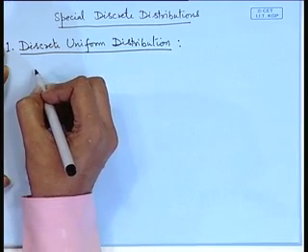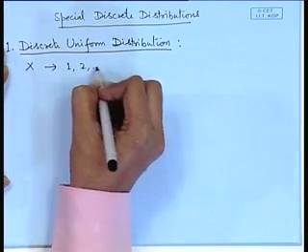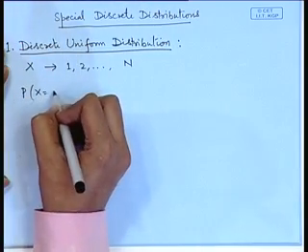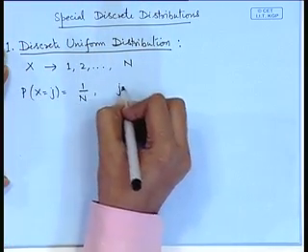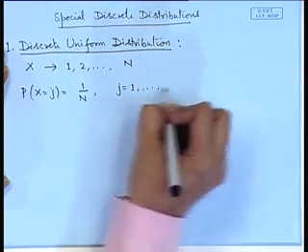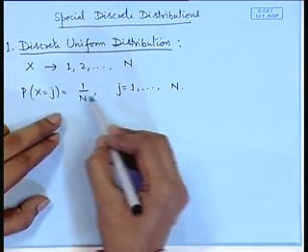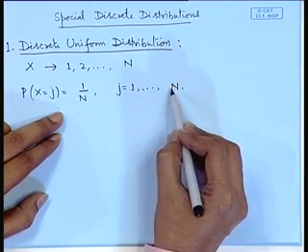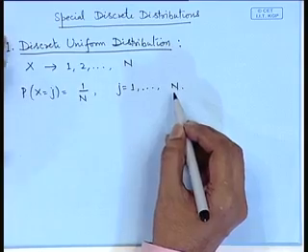A random variable X takes values, say, 1 to n, and the probability that X is equal to j is equal to 1 by n for j equal to 1 to n. That means this probability distribution gives equal weight 1 by n to n distinct integer valued points. This type of distribution arises in the classical theory.